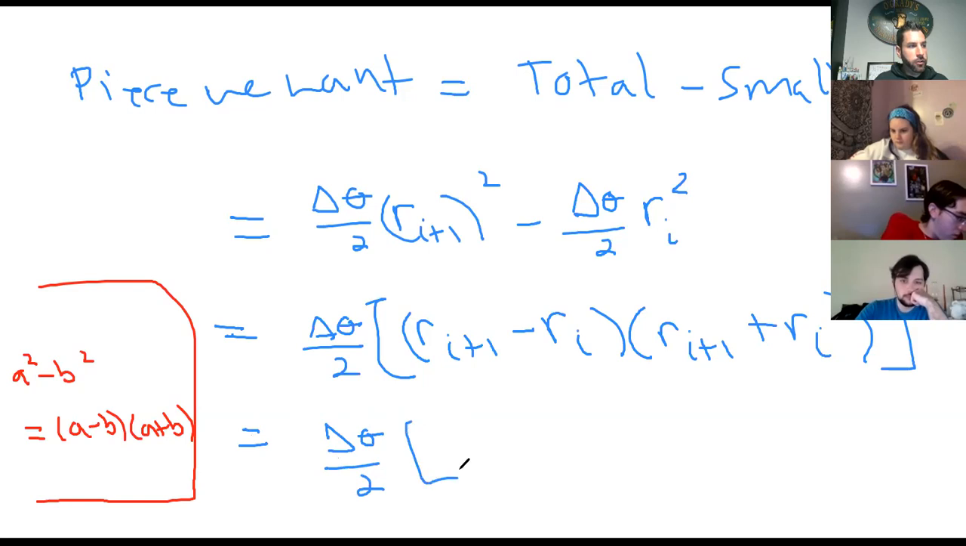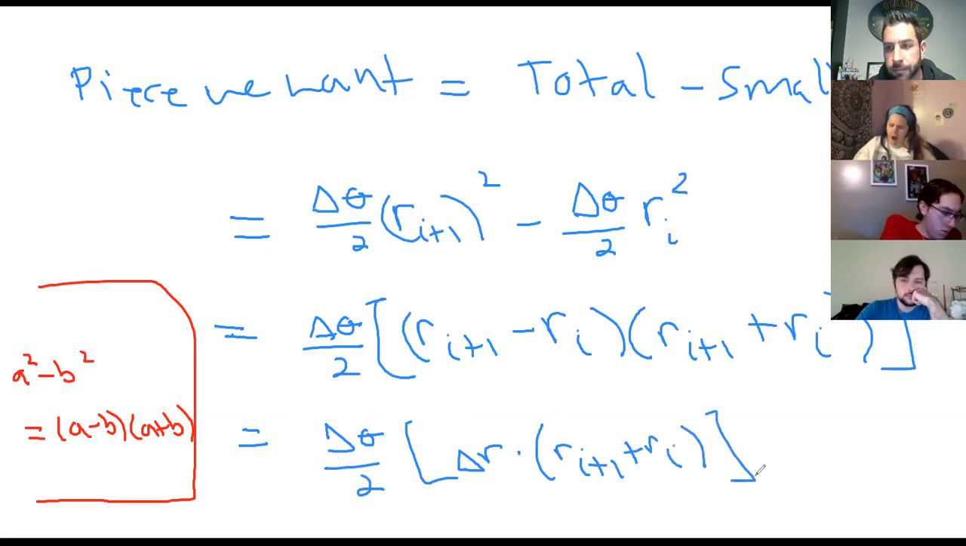This guy is just delta r. That's the definition. Remember, delta of any variable is just one guy minus the next guy. And then what's left over is this guy, r sub i plus 1 plus r sub i. There's not much we can do with that.